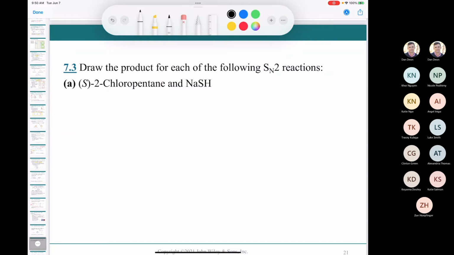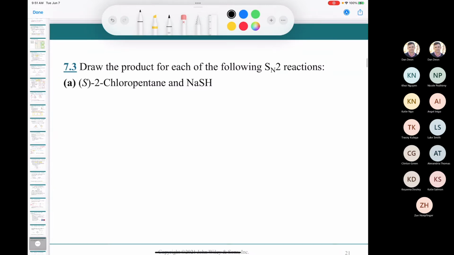It says, draw the product for this reaction. We have S-2-chloropentane and sodium hydrosulfide. So let's start by drawing 2-chloropentane, or S-2-chloropentane. So we have 1, 2, 3, 4, 5. If you're wondering, hey, Mr. Dan, how do you draw S-2-chloropentane? Like, how do you know whether to put it on a dash or a wedge? Here's my answer. What I do is this.